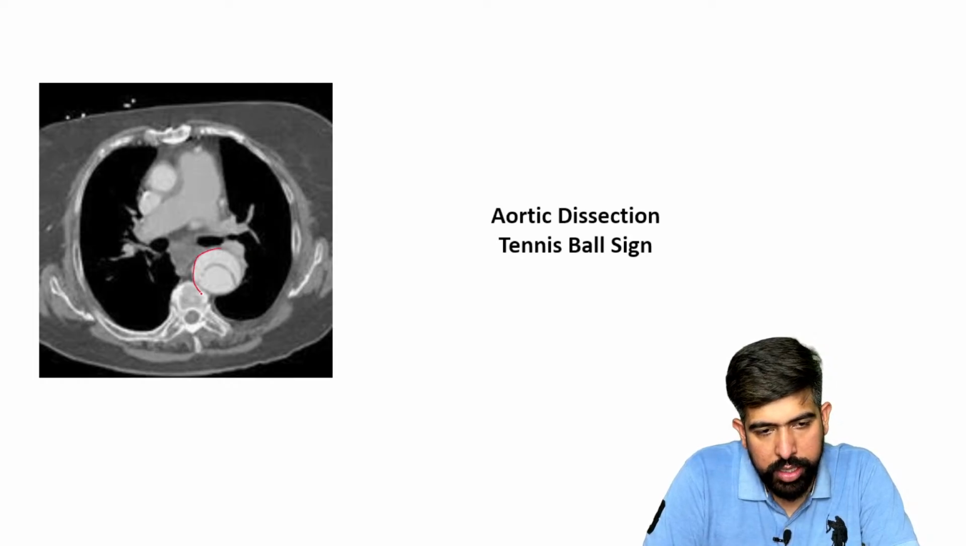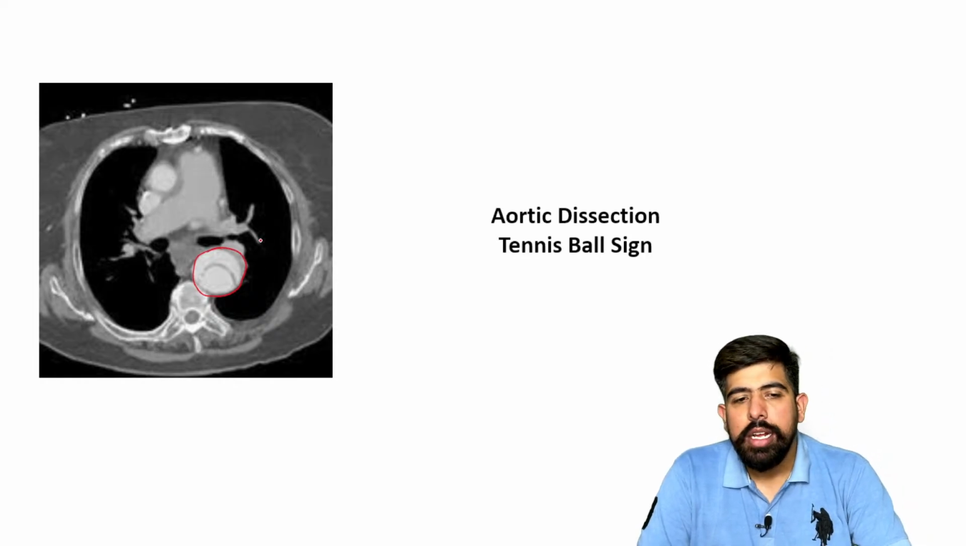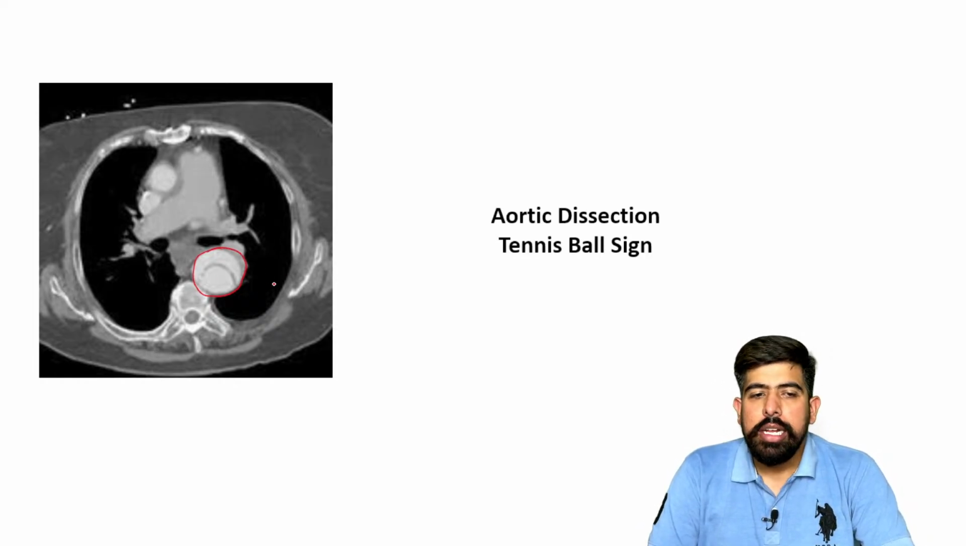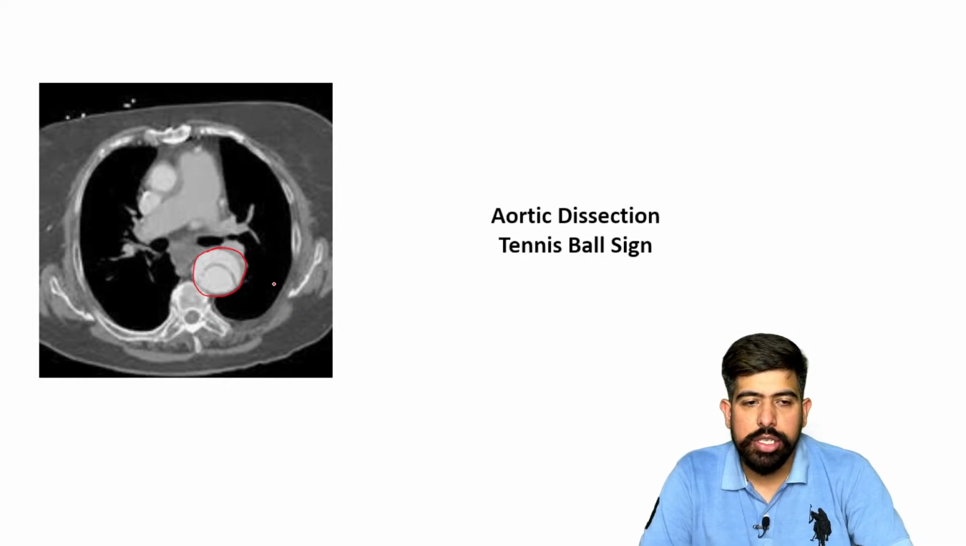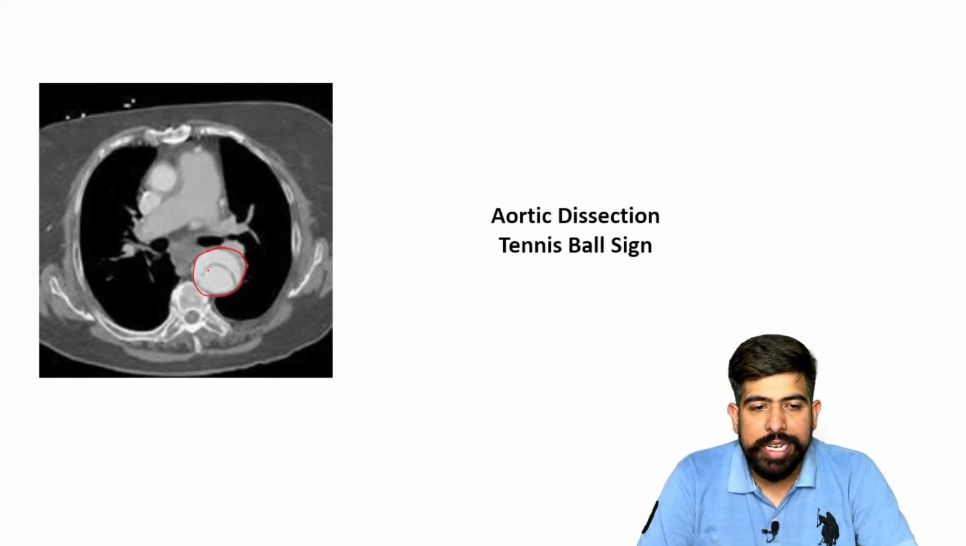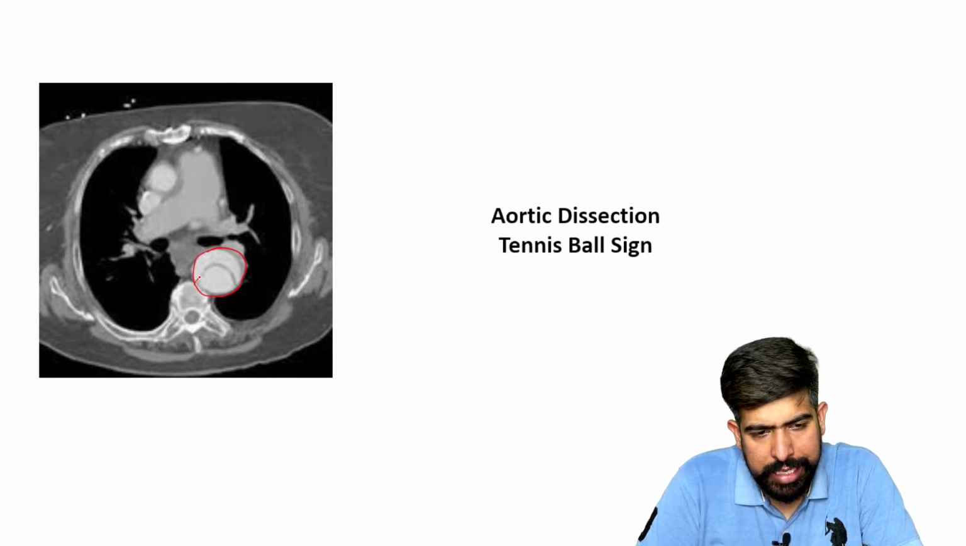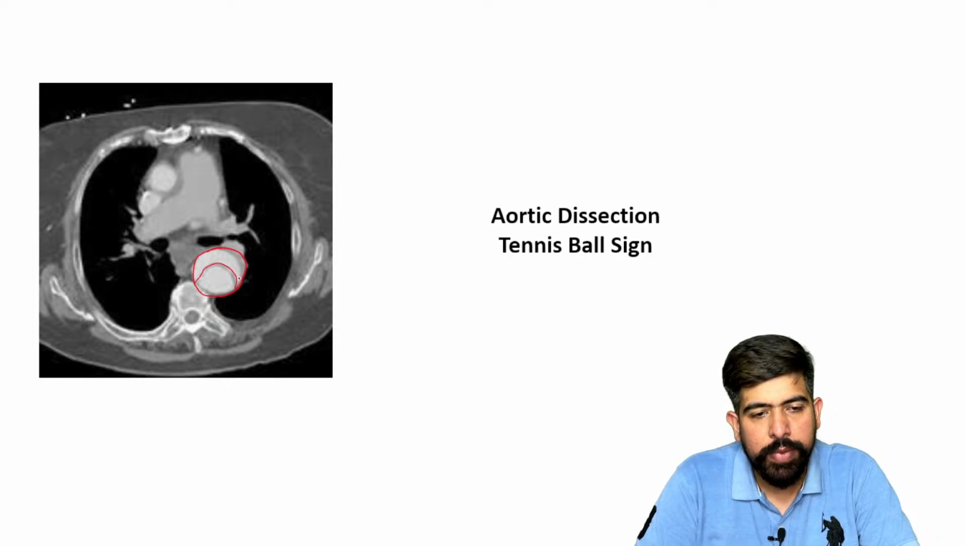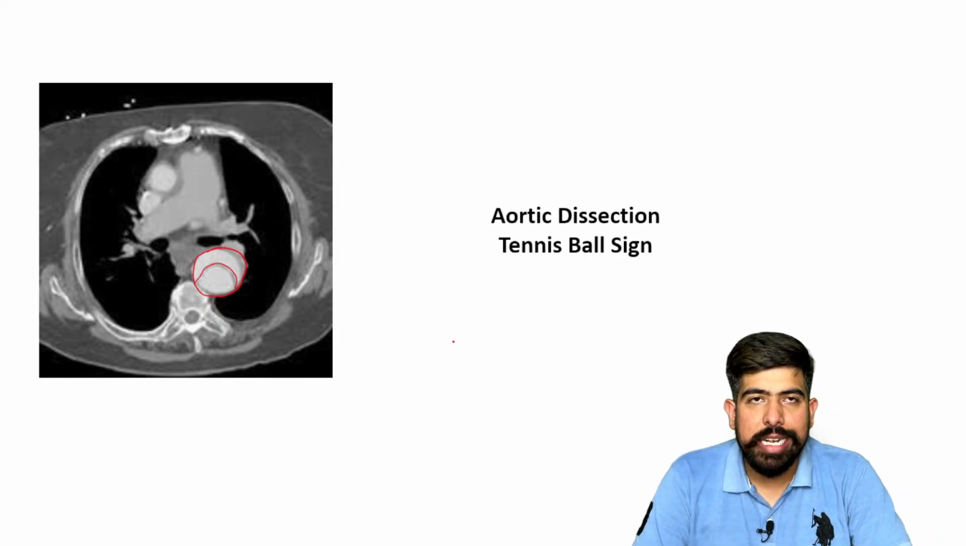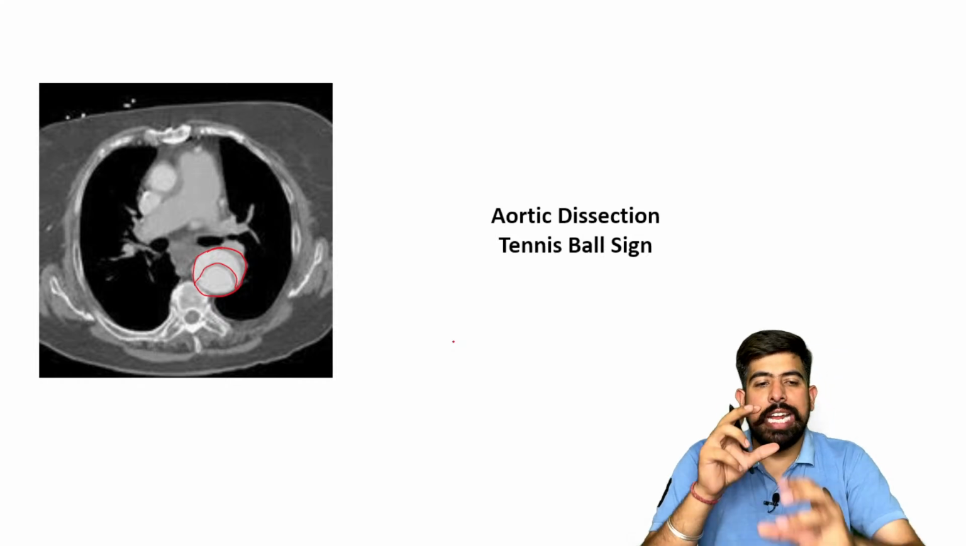This one is your aorta, and as you can see, the blood is passing through this aorta, right? But I can see over there is a sign that looks like this in this aorta. I hope you guys have played with a tennis ball.